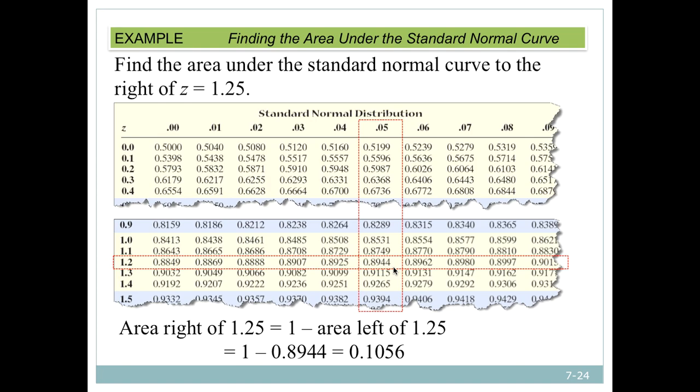Now, 0.8944 gives you the area to the left. If you want the area to the right, then you have to take 100% or 1 and subtract this area that you found in your table. So anytime you're finding area to the right, you're going to do 1 minus your table value. In this case, I take 1 minus 0.8944, and I get a value of 0.1056.